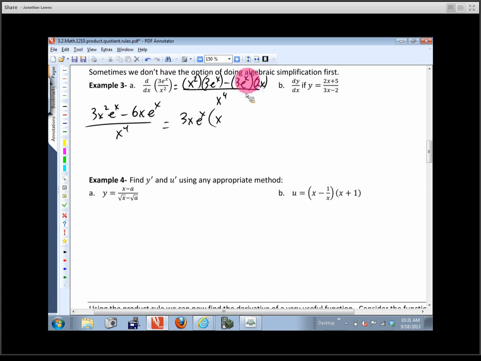What's left of this? Just a 2, a minus 2, and then in the denominator, an x to the fourth. Are we done simplifying? Nope, because I can cancel that x with one of those. So here's the final answer. 3e to the x minus 2 over x cubed. And that's probably what we'd say simplified to a reasonable degree. Questions?